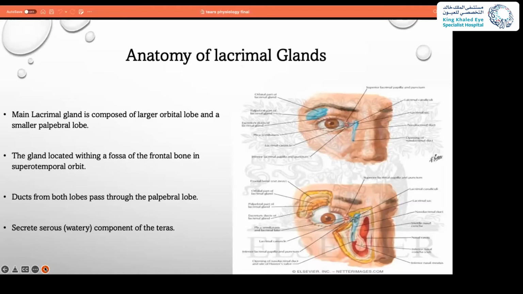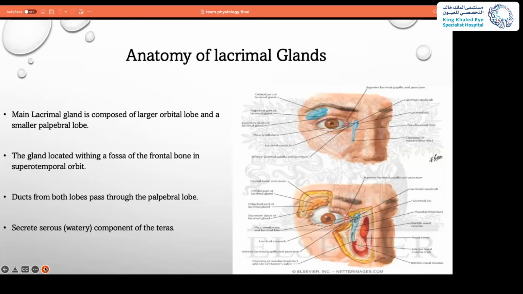The main lacrimal gland is composed of a large orbital lobe and a smaller palpebral lobe. These two lobes are divided by the lateral expansion of the levator aponeurosis. The gland is located within a fossa of the frontal bone in the superior temporal orbit. As you know, the ducts for both lobes pass through the palpebral lobe. That's why it's not recommended to take a biopsy from the palpebral part of the lacrimal gland.